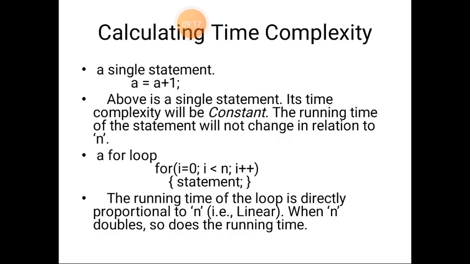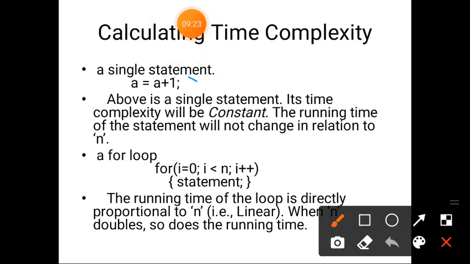Then here, how to calculate the time complexity. For a single statement, here we are giving a single statement, a is equal to a plus 1. This is a single assignment statement. So its time complexity is specified as constant. For an assignment statement, the time complexity is represented as constant. Why? The running time of the statement will not change in relation to n.